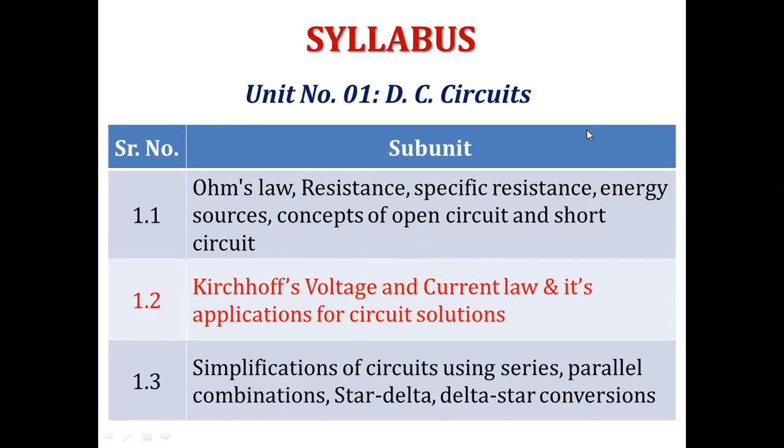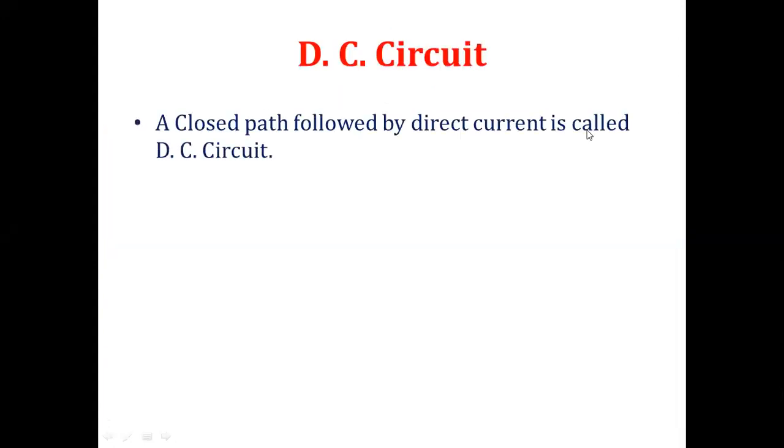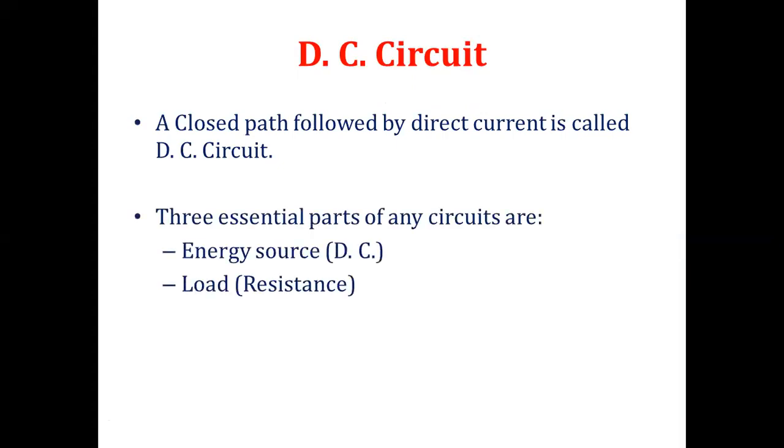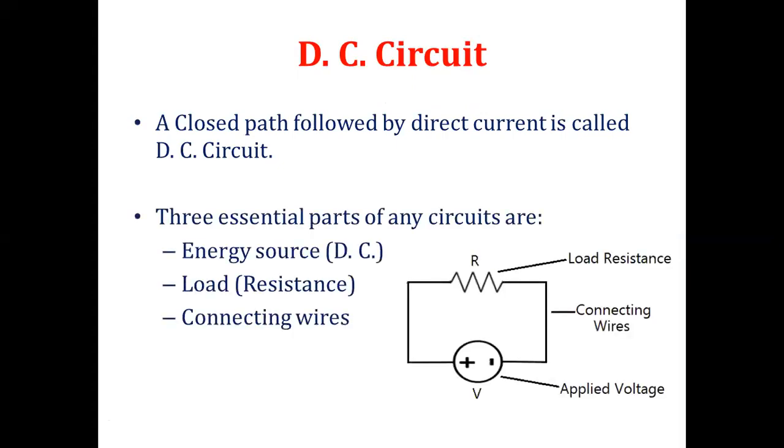So the first part, what we will go, that is DC circuit. The definitions we are going to discuss here now. So DC circuit, a closed path followed by direct current is called DC circuit. A normal electric circuit is nothing but a closed conducting path followed by a current. If the current that flows is direct current, then it is called DC circuit. We are going to tell that here.